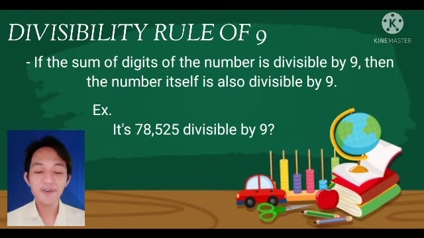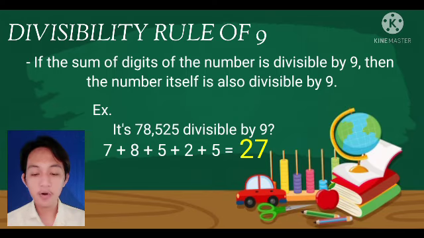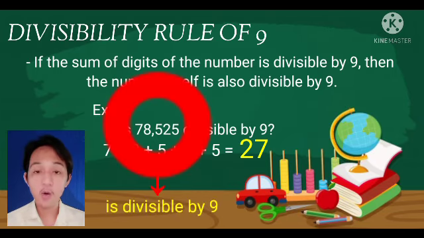To check whether 78,525 is divisible by 9, we need to get the sum of all the digits like this: 7 plus 8 plus 5 plus 2 plus 5 equals 27. And 27 is a multiple of 9. Therefore, the original number 78,525 is also divisible by 9. And that's the divisibility rule of 9.